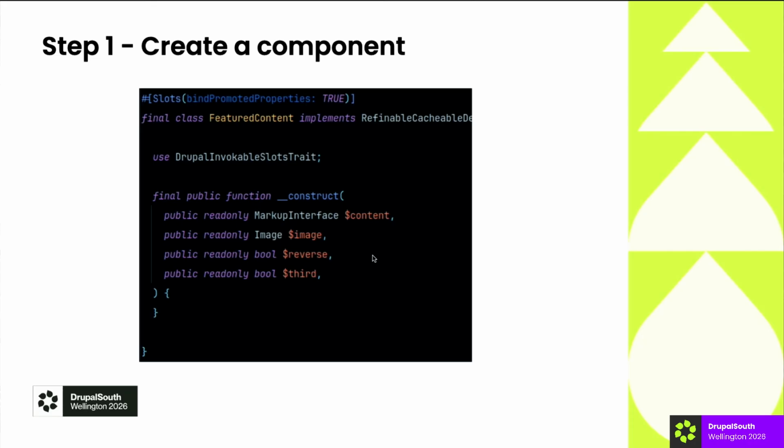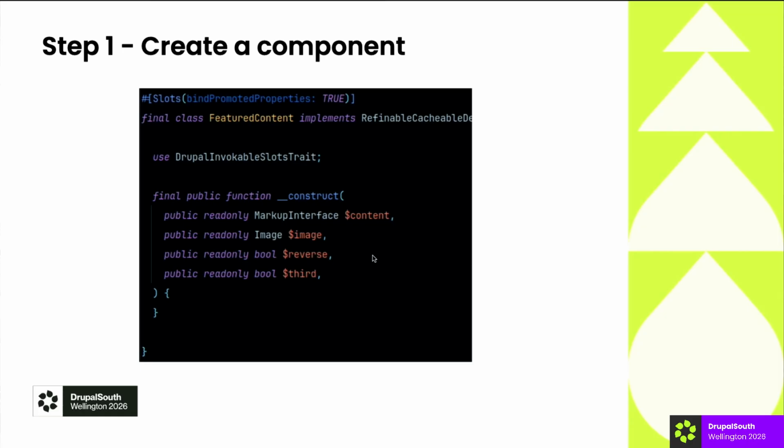And then finally, we've got this trait, the Drupal invocable slots trait, and that comes from the Pinto module. That basically handles everything else for us. When we render this component, it's going to turn it into a render array for us. It's going to take all those constructor parameters and put them into the right place in the theme object definition, attach libraries, and attach cacheable metadata as well.